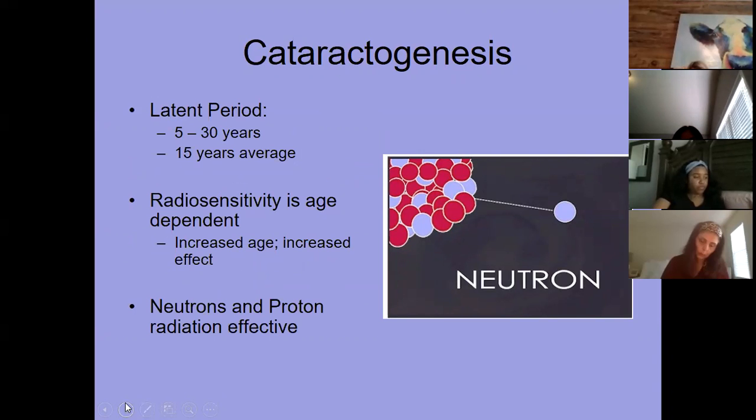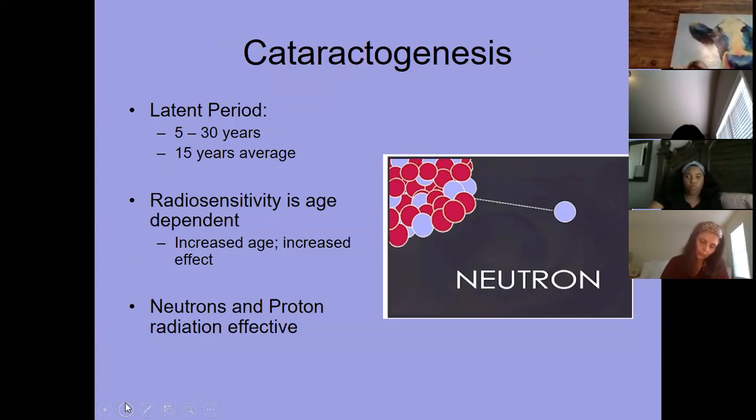The latent period is quite long, anywhere from 5 to 30 years, with an average latent period of 15 years. So for the radiation physicists, they were working with these cyclotrons. Many of them did not develop cataracts until a long time after that.